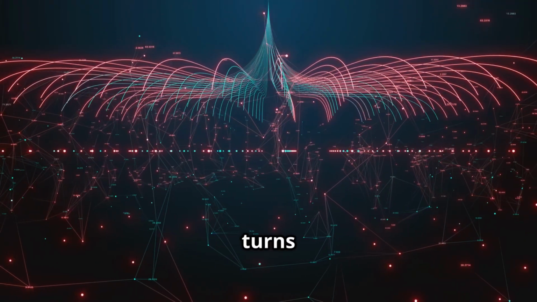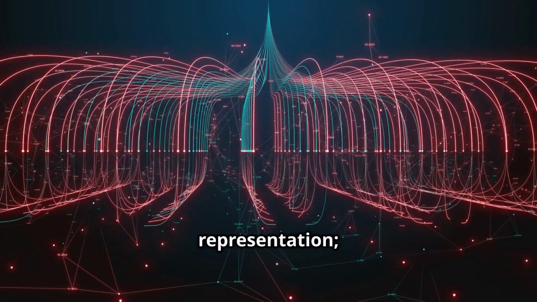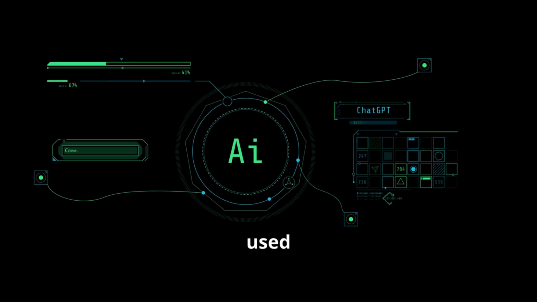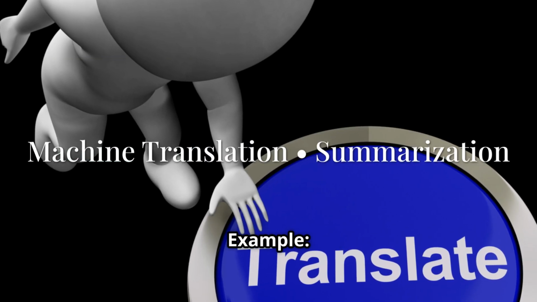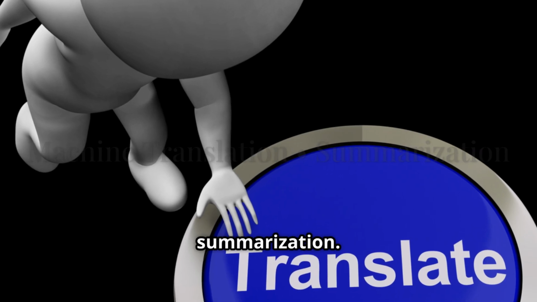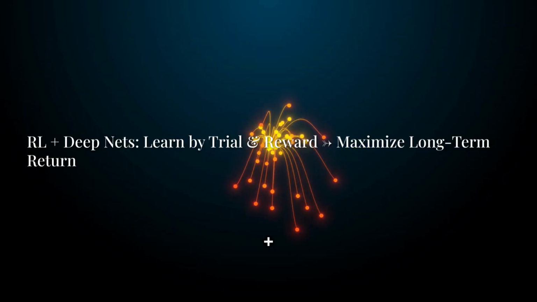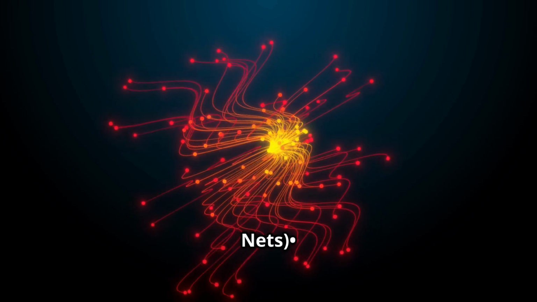Sequence to sequence, encoder to decoder. An encoder turns input sequences into a compact representation. A decoder generates the output sequence. Pre-transformer versions used attention. Today, transformers implement this pattern at scale. Example: machine translation, summarization.